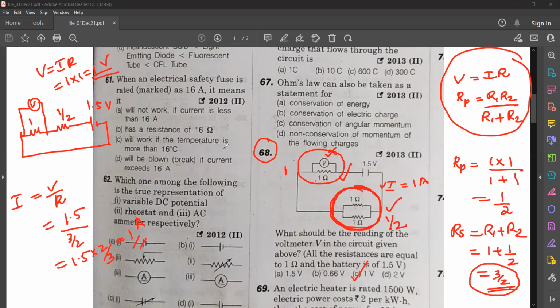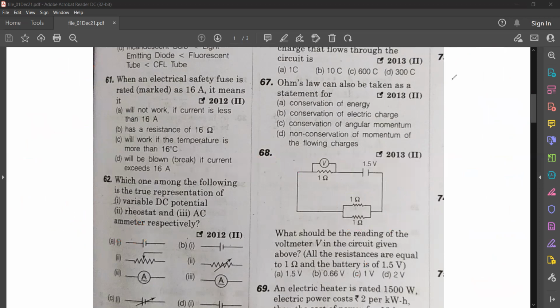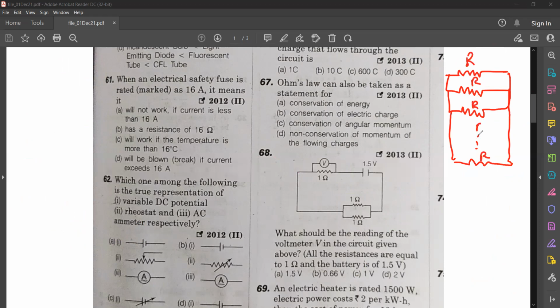So let's move to the next question. Before that, for your info, if n number of resistors of equal resistance are connected in parallel like this, then what is the equivalent resistance? R equivalent is equal to R by N.